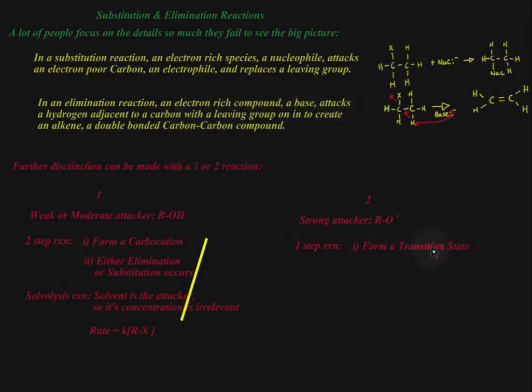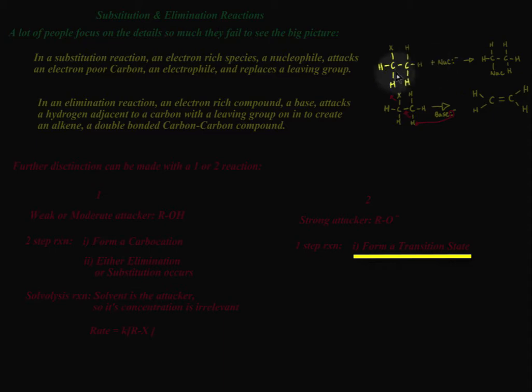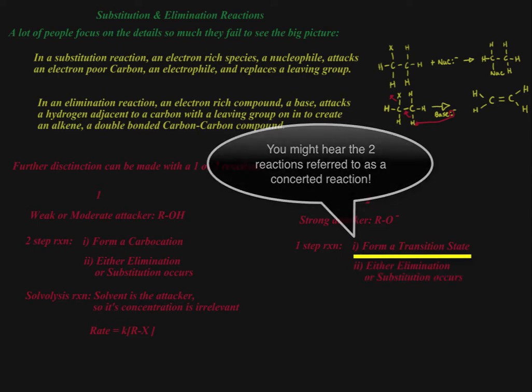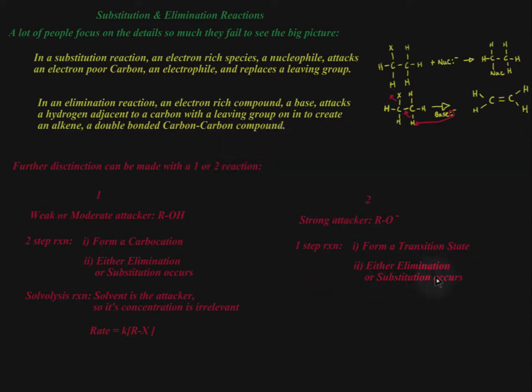Here, we're going to form a transition state. So in the two reactions, the moment this thing binds here, this starts breaking. You form a transition state, and the moment that bond's formed, this one's broken. It's a one-step reaction, also known as a concerted reaction. Then we get our elimination or substitution. This is not a solvolysis reaction, the two reactions aren't. So you'll have the nucleophile or base, whatever it is, and the alkyl halide, but you'll also have a solvent, all right?